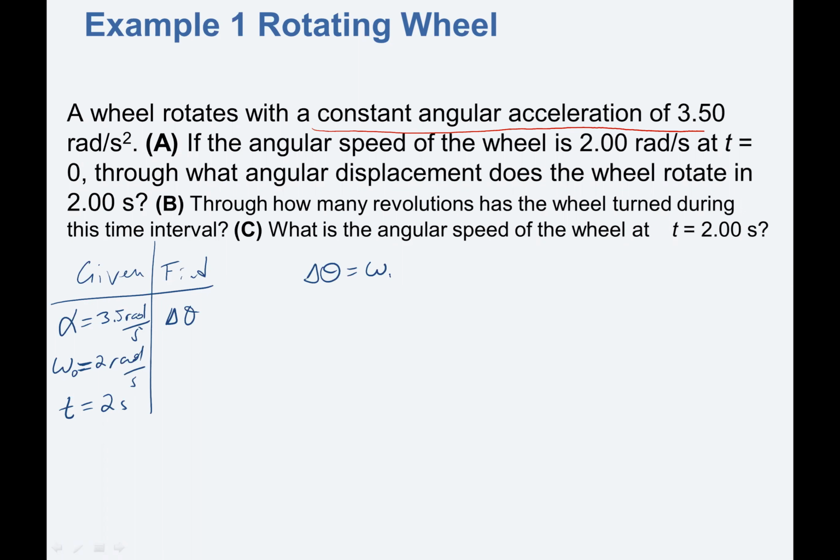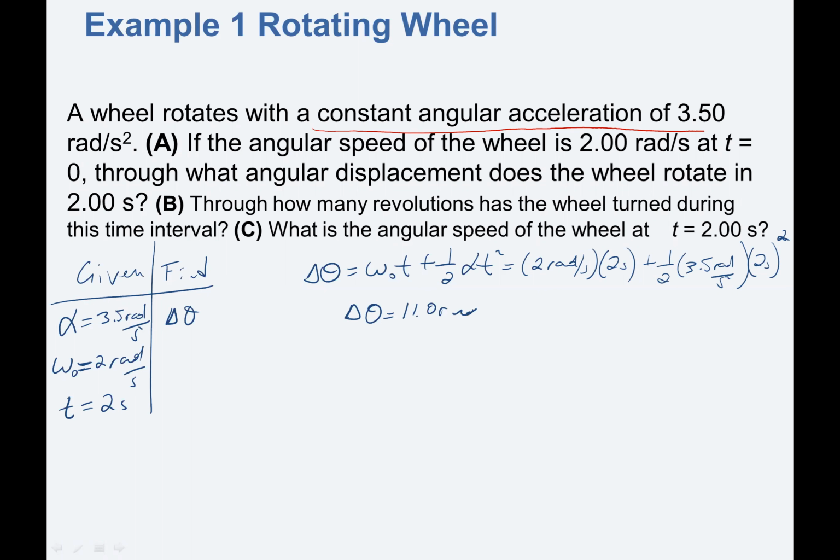delta theta equals omega initial times time plus 1/2 alpha t squared. Okay, so we plug in 2 radians per second times 2 seconds plus 1/2 times 3.5 radians per second squared times 2 seconds squared. Okay, then you find delta theta, and this will be 11 radians.